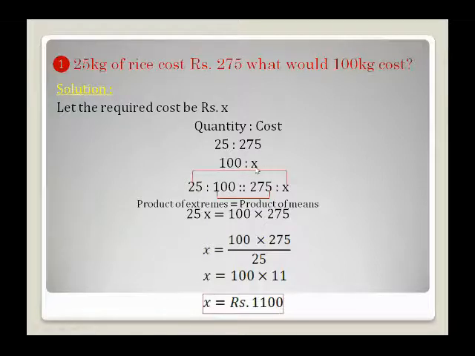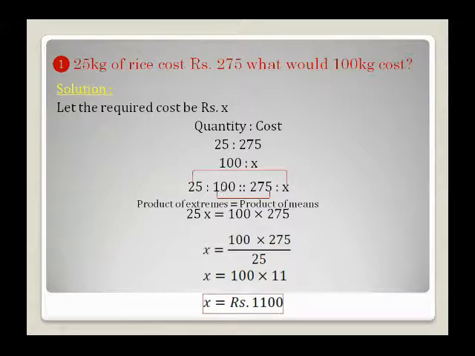Why do we write x here? Because the cost of 100 kg rice is unknown, so we replace this by x. Okay, this is the same as the question where we find the value of x. Now students, here we write these ratios in a proportion form. Firstly we write 25, then ratio 100, then proportion 275, then ratio x. Now students, as you see, this becomes the proportion, and we use the same formula for finding the unknown value of x. Now the formula is the same, which is the product of the extremes is equal to the product of means.